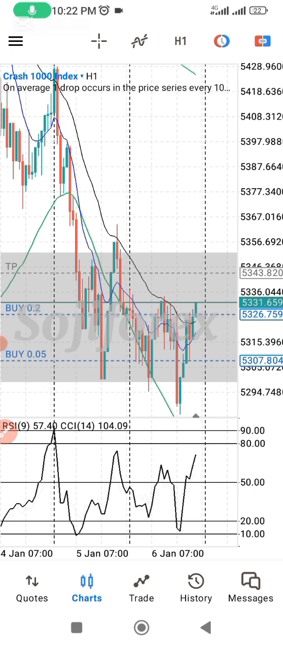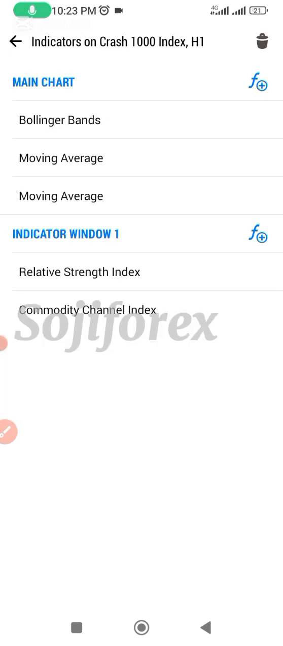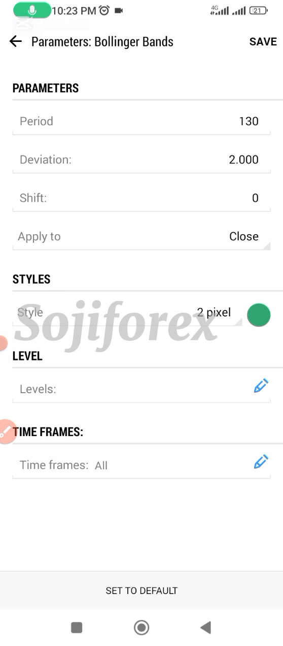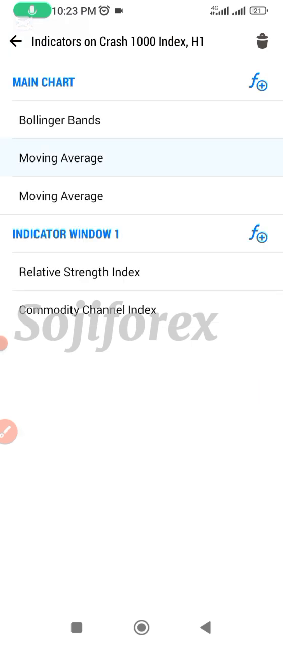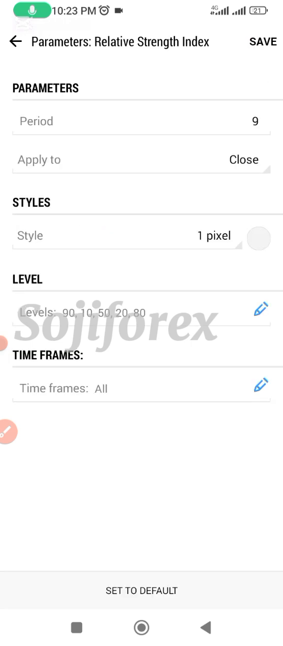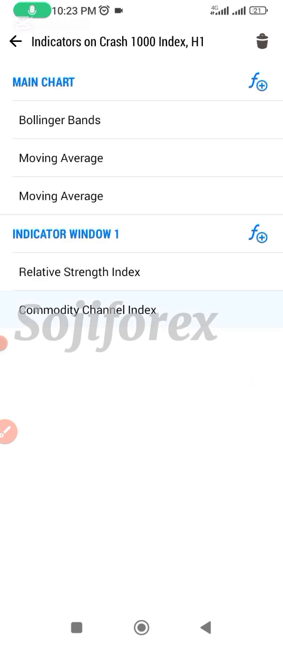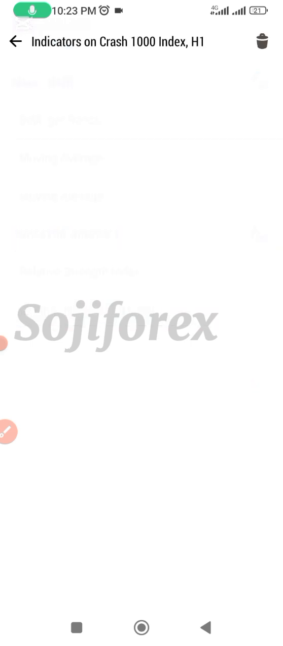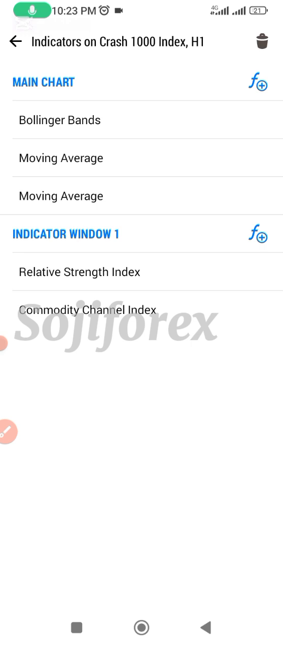So I'll be taking you through the process, but always remember these are the settings of my indicator. The Bollinger Band, the period is 130, deviation is 2.0, you apply to close. So you take a screenshot of this and then you do the setting on your own. So here are the indicator setup and then the Commodity Channel Index.